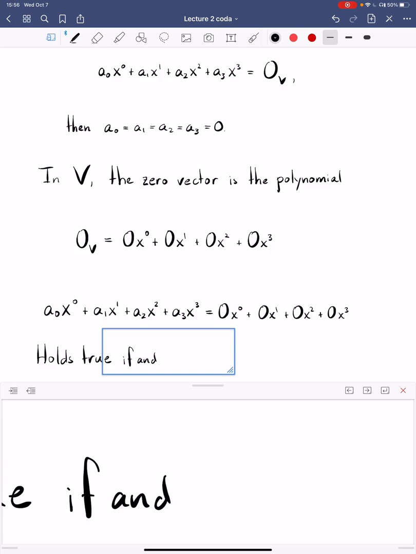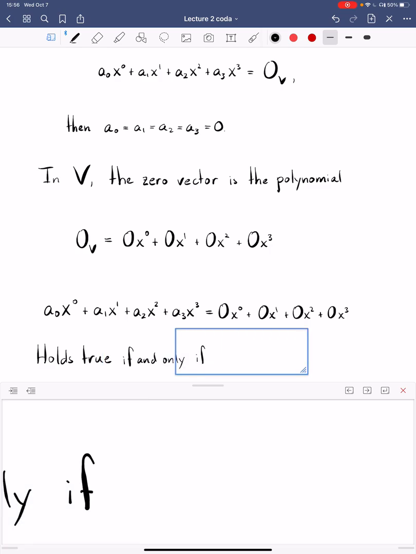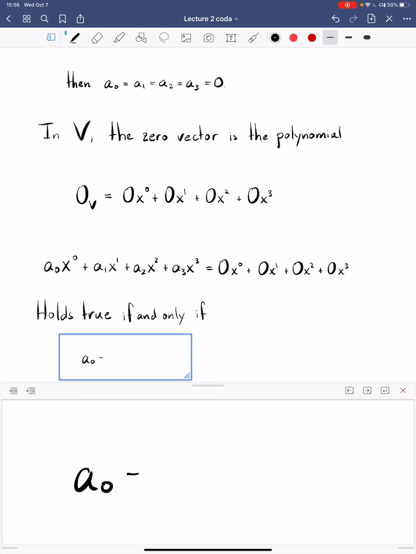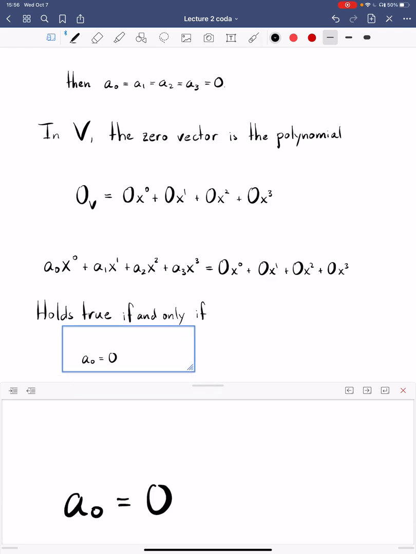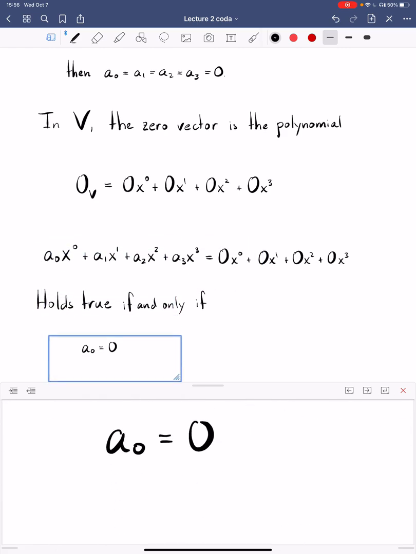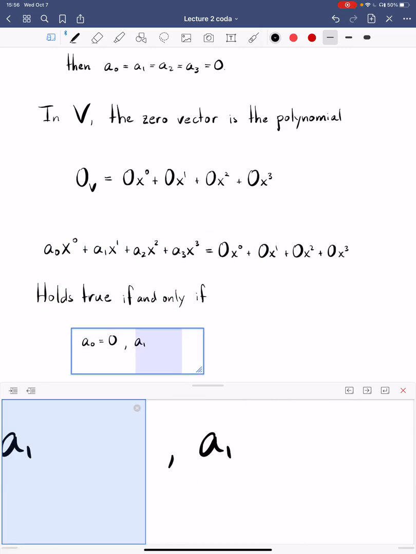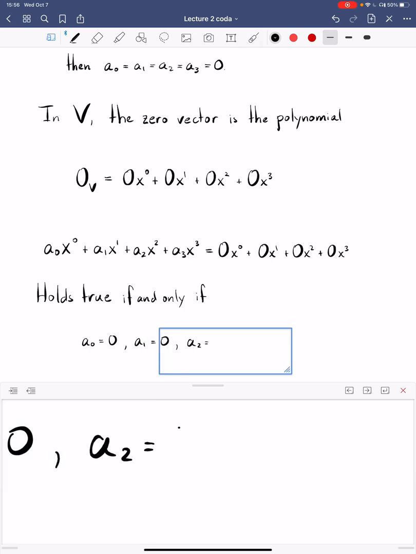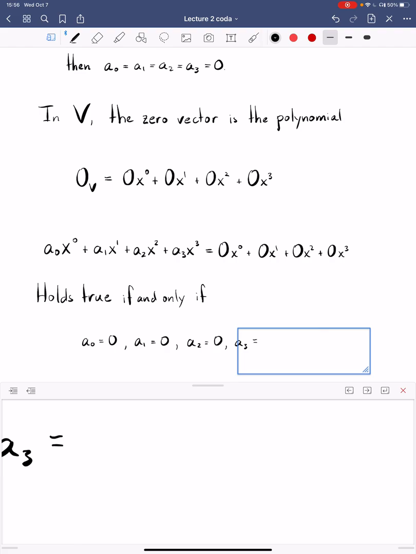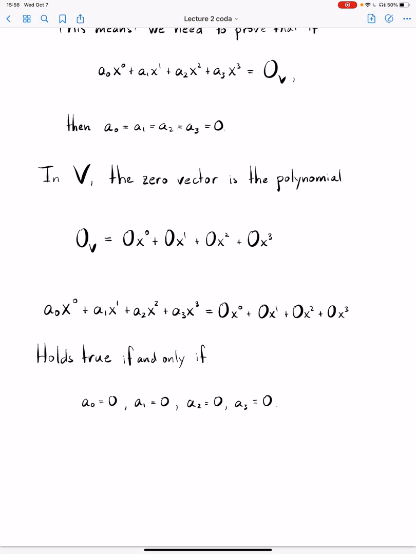So this equation holds true if and only if a0 is equal to 0, right? So the coefficient of the x to the 0 term on both sides is the same. And a1 is equal to 0, and a2 is equal to 0, and a3 is equal to 0. In other words, there's no way that you can take the monomials x to the 0, x to the 1, x squared, and x cubed, and add them up with scalar multiples to get the 0 polynomial unless all of the scalars you use to generate this linear combination are the number 0.